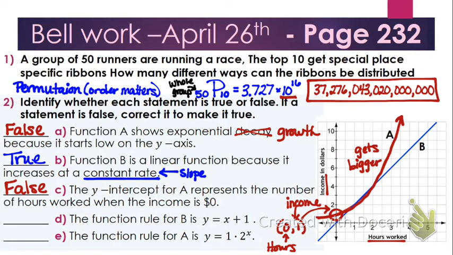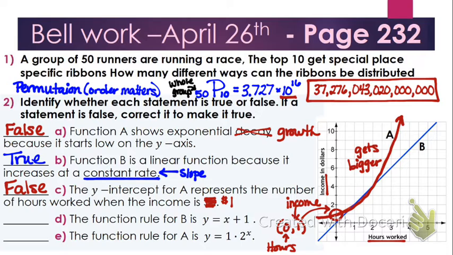So how could I change this sentence to make it true? Change the $0 to 1. The y-intercept for A represents the number of hours worked when the income is $1. That would make this true.